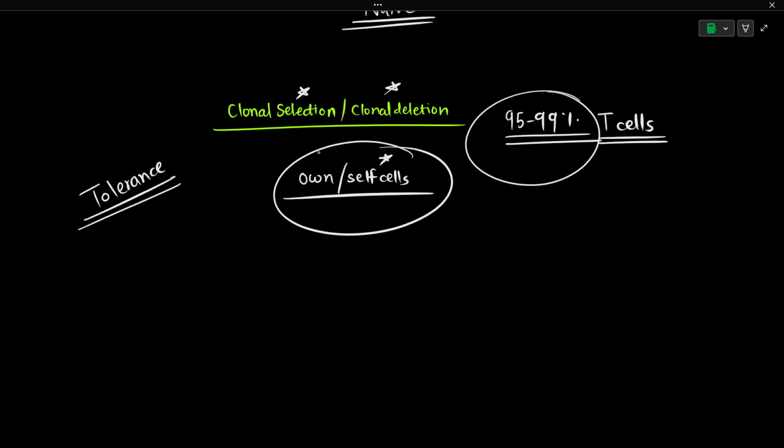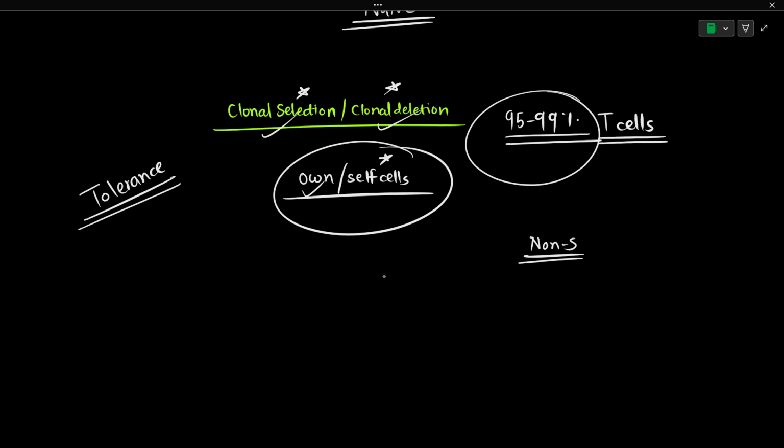The cells which react to non-self antigen will be selected, known as clonal selection, and if the cells react to the own or self antigens, they will be deleted. So this is in short what clonal selection or clonal deletion means. I will be talking about this in detail in the lectures about T cells. So if the T cells in the thymus show self reactivity, meaning they react to the self antigens, or show no reactivity to the non-self antigens, by the process of apoptosis they will be discarded, and this is known as clonal selection or clonal deletion.